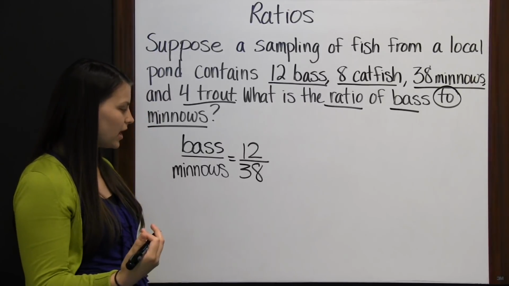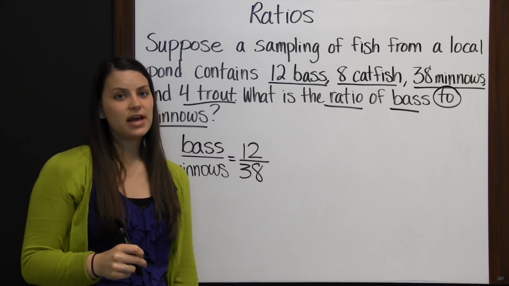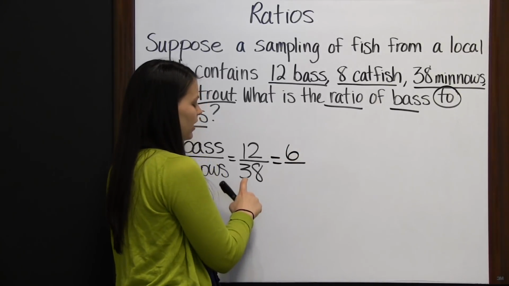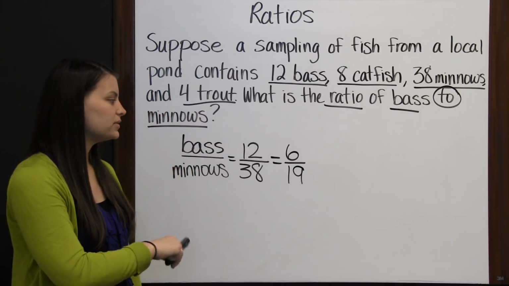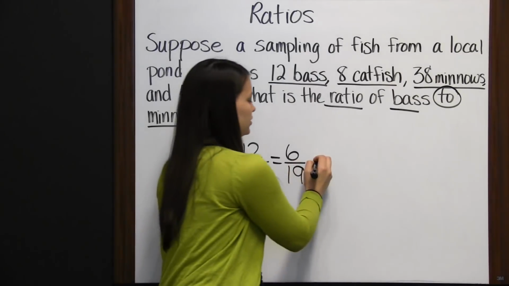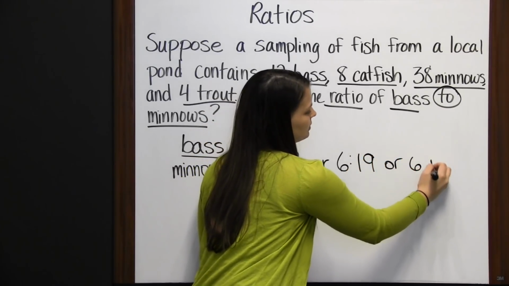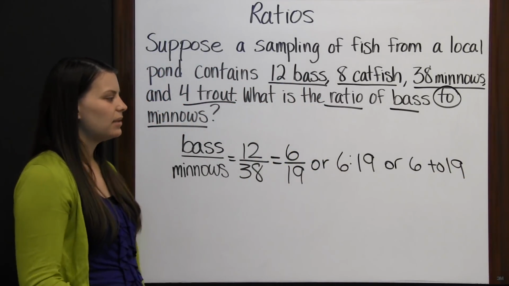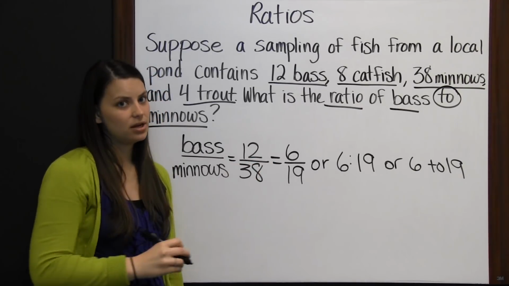But again, since this is a fraction, we're going to simplify it if we can. And 12 and 38 do have a GCF of 2, so we're going to divide 12 by 2 to get 6, and we'll divide 38 by 2 to get 19. Therefore, our ratio of bass to minnows is 6 to 19. But that's not the only way we can write a ratio. We could also write it as 6 to 19, or as 6 to 19. And these all mean the same thing, and they all give you the same information, that for every 6 bass in the pond, there are 19 minnows in your pond.